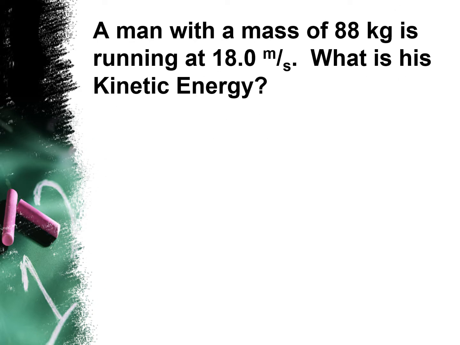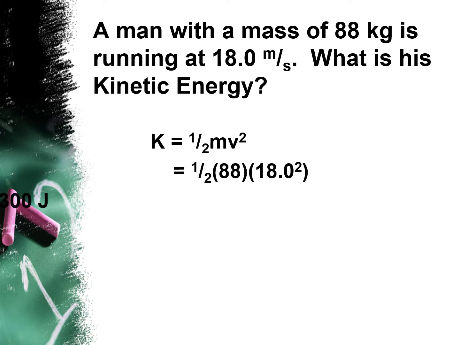In this example, it says a man with a mass of 88 kilograms is running at 18 meters per second. What's his kinetic energy? We'll simply put the kinetic energy equals 1/2 mass times velocity squared. So 1/2 times 88 times 18 squared gives me 14,300 joules of kinetic energy.